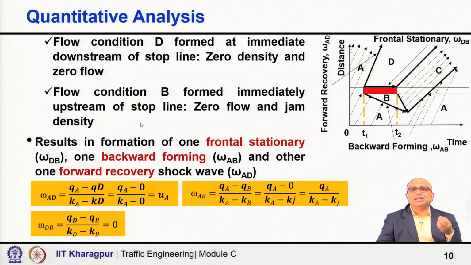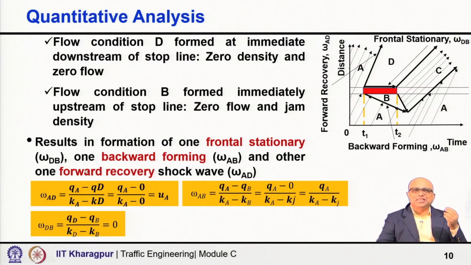And another flow condition is getting created, which is B, formed immediately upstream of the stop line, and here again the flow is 0, but density is the jam density, because vehicles are coming and joining the queue, and no movement is happening. So, the density is the jam density and the flow is 0.